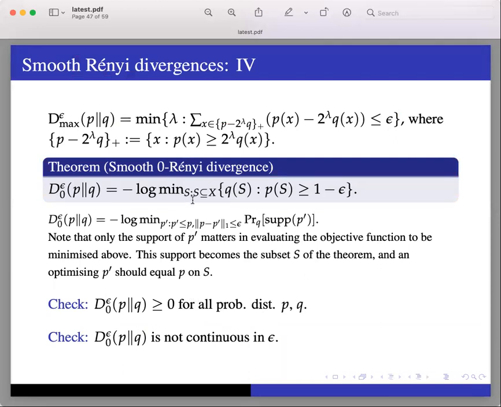So this is because as I'm increasing epsilon, I'm dropping more things from the support of P. So the set S is shrinking. S is the complement of the support, so that is shrinking. So this means that the probability of S under Q should go down, but there can be a discontinuous jump. As I lose a point from S, the probability Q(S) can have a discontinuous non-zero jump downward. So that is the source of the discontinuity in D0 epsilon.